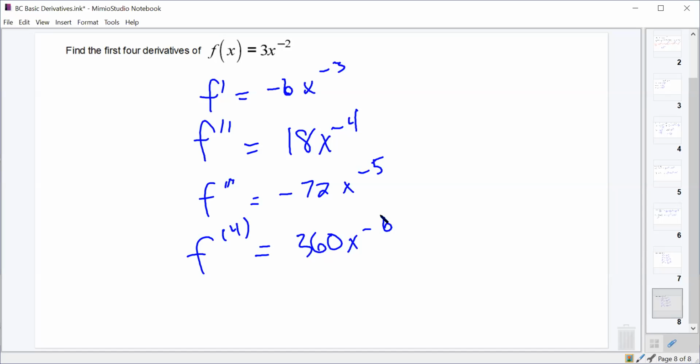If we wanted to, we could write each of those as over x cubed, over x to the 4th, over x to the 5th, and over x to the 6th, but no particular need to do that. Everybody good? All right.